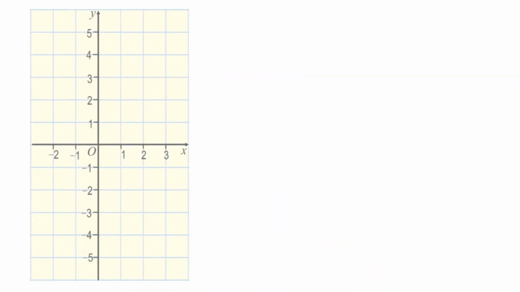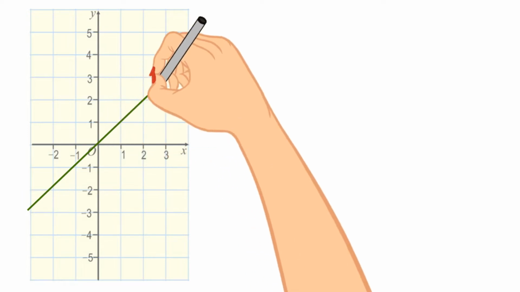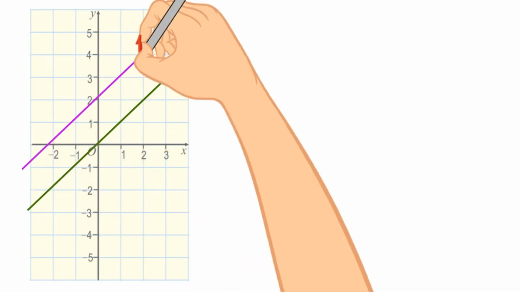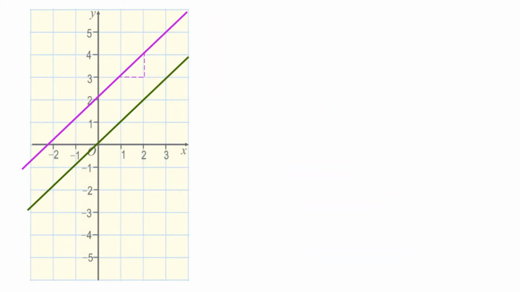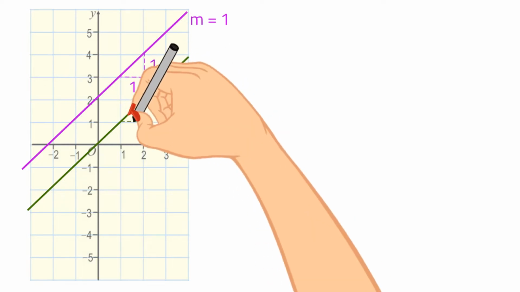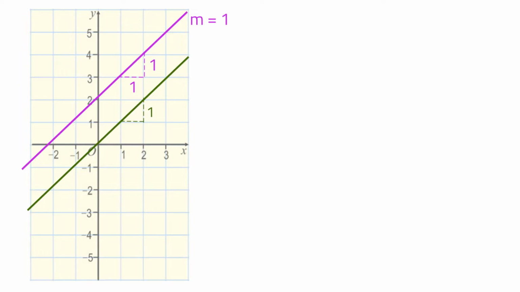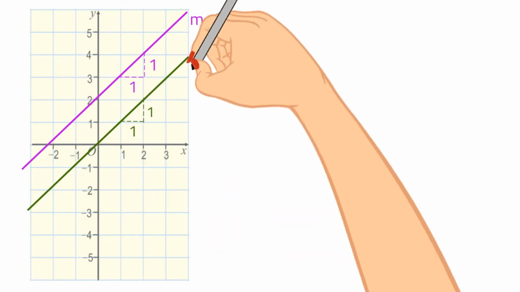So let's have a little look if we plot parallel lines. Well, I have a line here and I have another line that's parallel to that line. Well, if we were to look at the gradient of the first line, then we get a gradient of change in y is 1, change in x is 1, 1 divided by 1 is 1. And then my other line, I have the same thing again. My gradient is my change in y, 1, over my change in x, 1, which means the gradient is 1 over 1, which is 1.